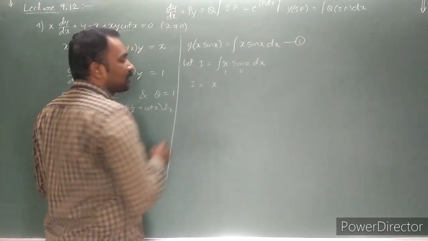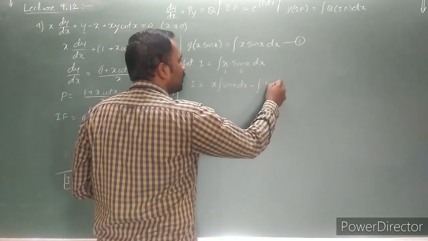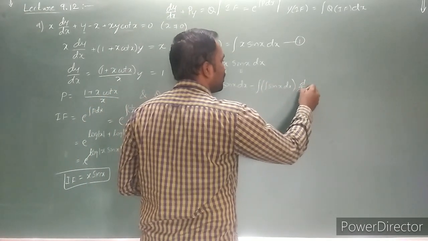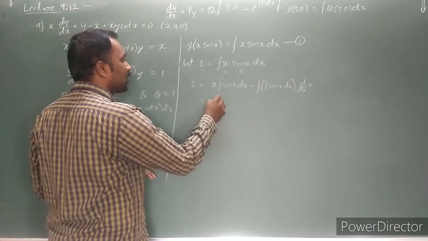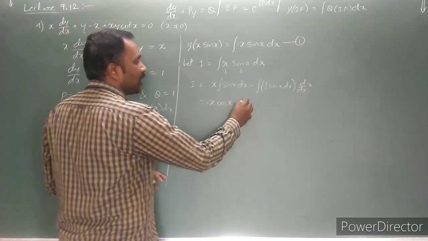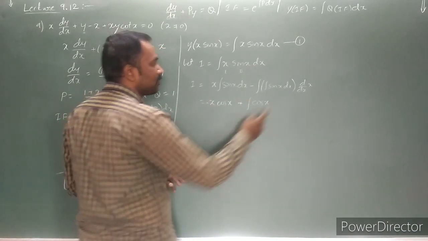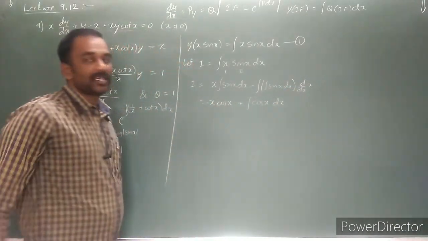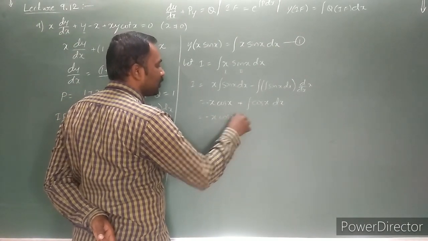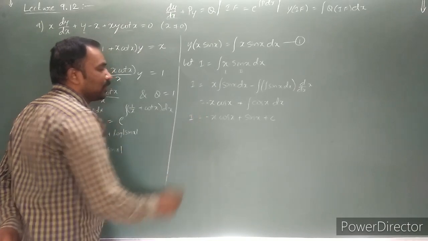So I is equal to the first function as it is, times the integration of the second function, minus the integration of the second function times the differentiation of the first function, that is d/dx of x. Let's simplify. The integration of sin x is minus cos x, I just keep the minus here. Minus x cos x, plus the integration of cos x, since the differentiation of x with respect to x is 1, is plus sin x, plus the integration constant c. This is the value of I.